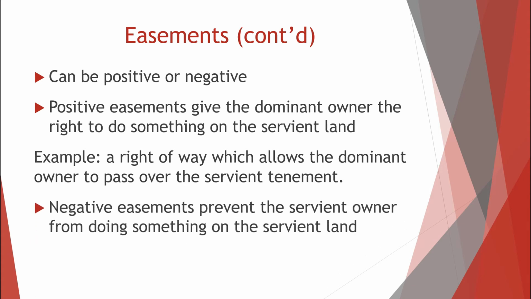Negative easements prevent the servient owner from doing something on the servient land. For example, an easement of support gives the dominant owner the right to enjoy the support of a wall built on the boundary of the two tenements.